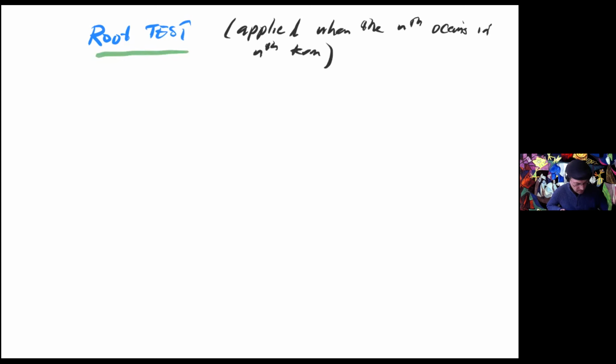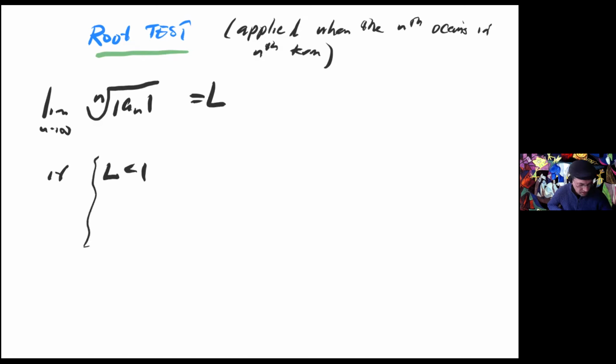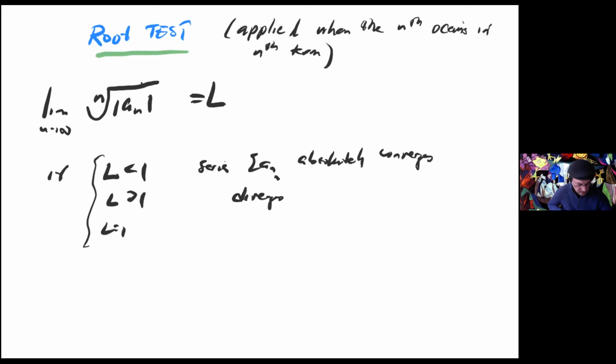And the statement is this. The statement of the root test says that if we take the nth root of the absolute value of a sub n and take the limit as n tends to infinity of that and call it L, then the outcome is just like in the ratio test. If L is less than 1, the series summation a sub n absolutely converges. If L is bigger than 1, it diverges. And if L equals 1, the test is inconclusive.